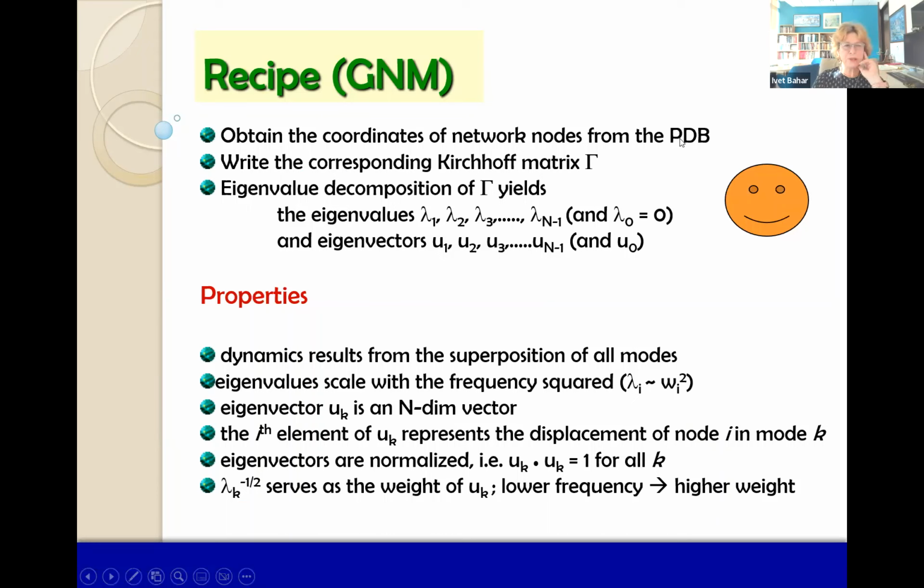You take the coordinates from the PDB, the Protein Data Bank, construct the gamma, and eigenvalue decompose. The dynamics, as I said, is a superposition of all modes. Each mode is represented by an eigenvalue and eigenvector. The eigenvalue scales with the frequency squared of that particular mode. The eigenvector is an n-dimensional vector, the ith element of which represents the displacement of node i or amino acid i in mode k, and they are normalized. It's like a probability distribution of displacements. And this factor serves as a weight for those displacements. Lower frequencies have higher weight.